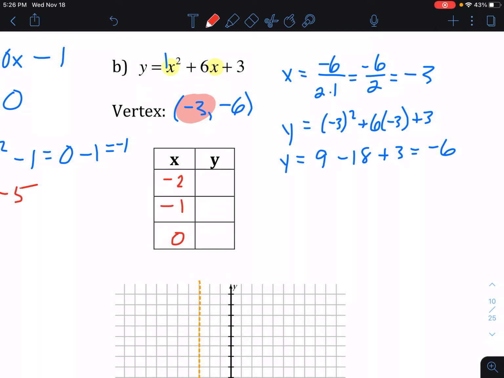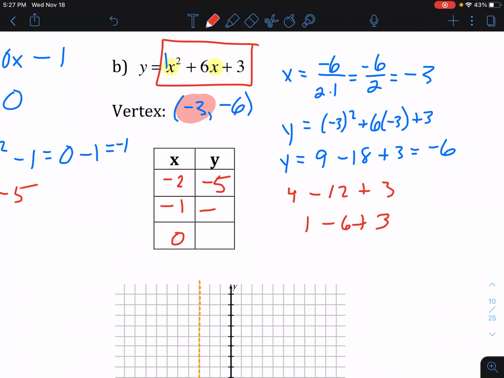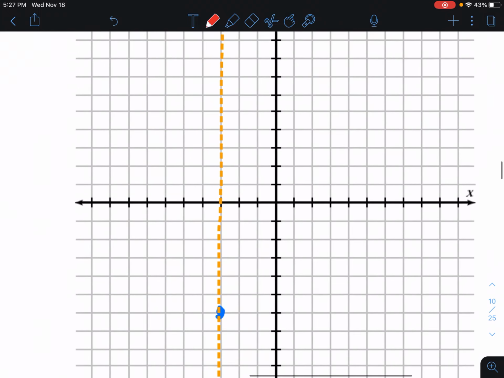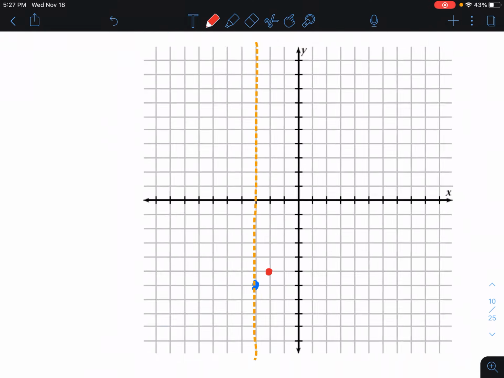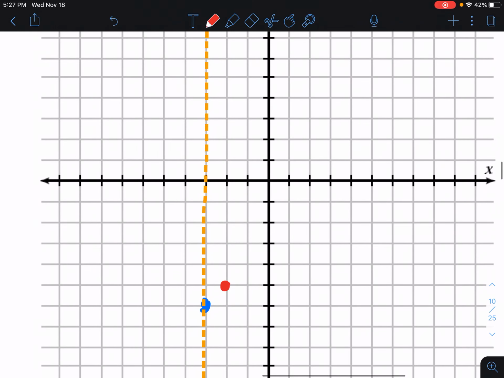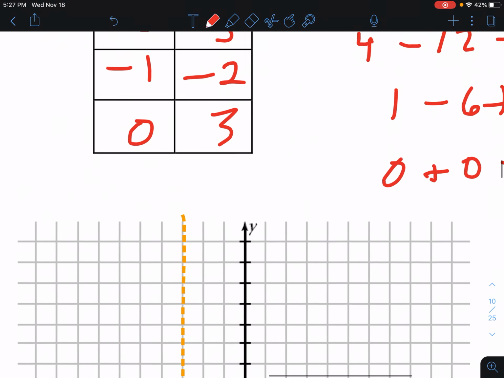So I'm going to use the formula now. So -2 squared would be 4, multiply minus 12 plus 3 would be -5. Plugging -1 in would be 1 minus 6 plus 3. That would be -2. And then plugging 0 in would be 0 plus 0 plus 3 is 3. So I got my other points. -2, -5. -1, -2. And 0, 3.